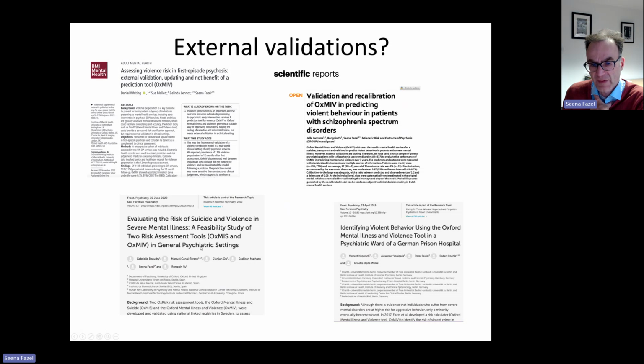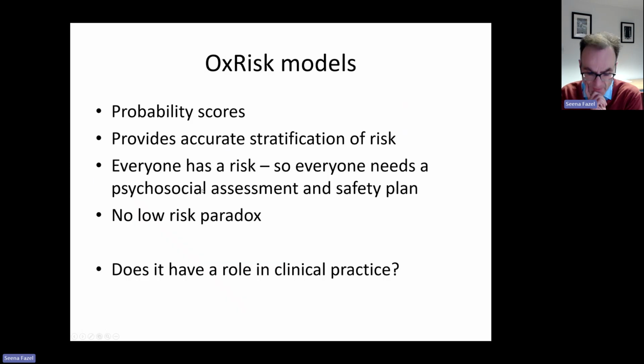And here's a couple of other validations. So in summary, we've developed these models which provide probability scores. They provide accurate stratification of risk. Everyone has a risk, so one of the good things about them is they underscore the importance of safety planning and further needs assessments in this population. And there isn't a low risk paradox. In our tools, the low risk paradox doesn't really apply, because you can use these probability scores rather than just a simplistic cutoff.